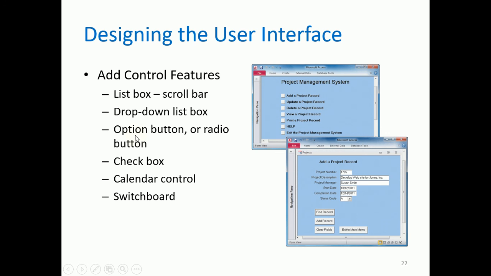And then we have the option button or radio button. For an option or radio button, you cannot select two or more unless you set it in the system. The option button really requires only one answer or input. So if you want many answers, you should use the checkbox. And then we also have the calendar control, for the calendar, and we have the switchboard.